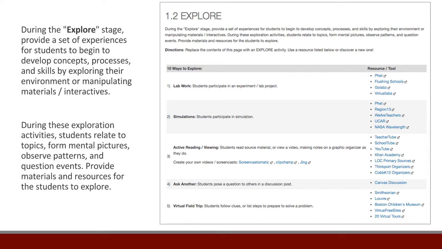Then moving on to the Explore stage, this is where you would provide a set of experiences for your students to begin to develop those understandings. And so during this stage, during these activities, the students are really relating and observing, making some mental pictures, and beginning to build up on those questions. So ways that you can offer students to explore a concept is through lab work or simulations, or perhaps it's a video or a series of videos that you provide for them, or a virtual field trip. So again, you would remove the information on this template page and replace it with your own set of Explore activities.